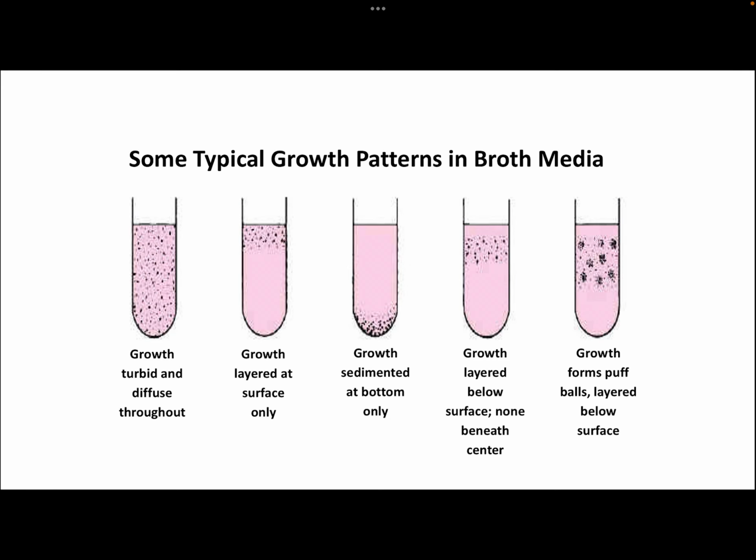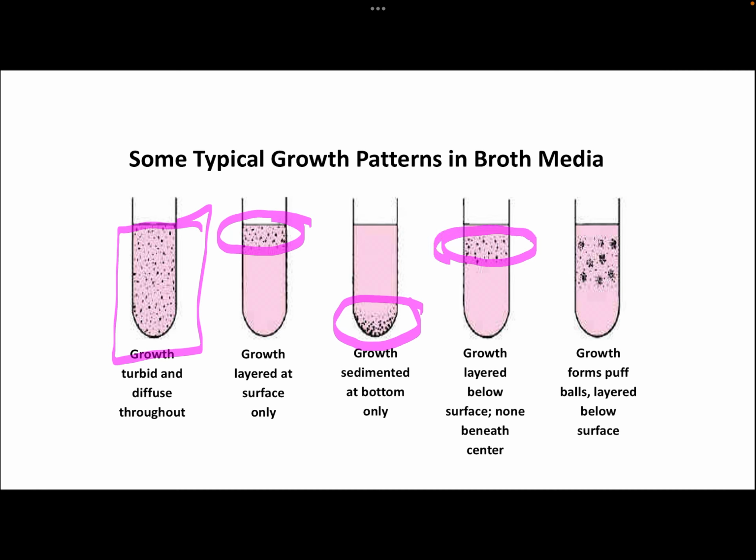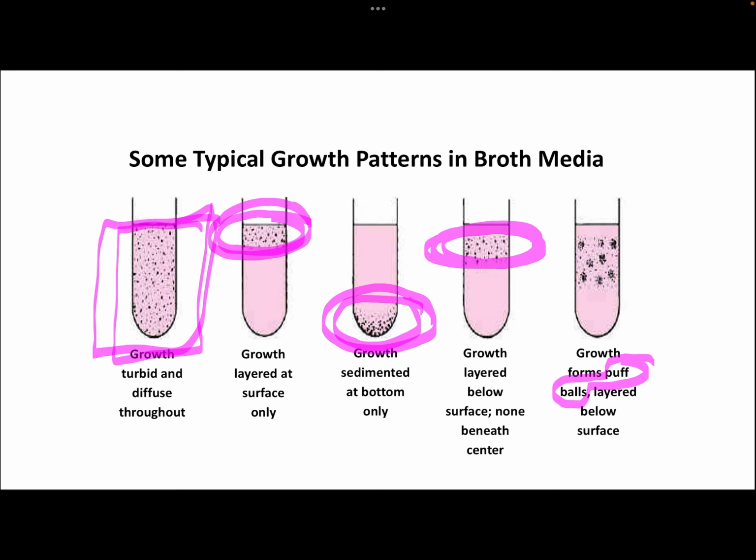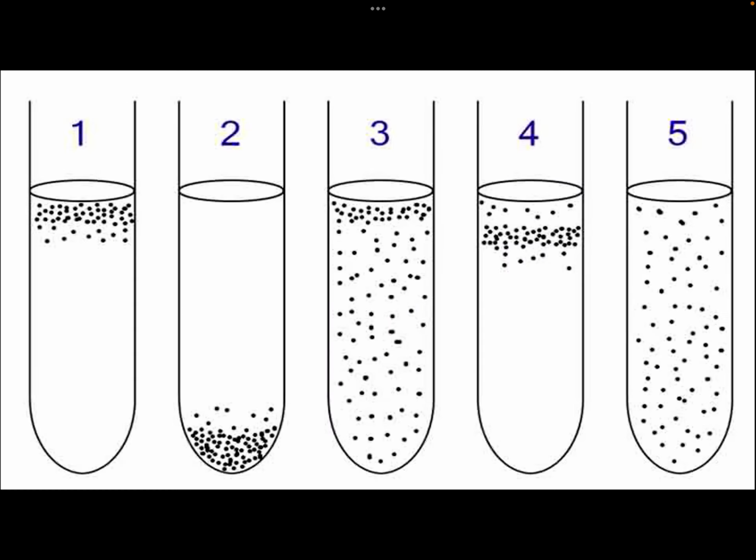Another growth that you can observe is from a broth culture. You can see growth diffuse throughout the broth, or the surface only, bottom only, or subsurface. Usually this indicates microaerophilic microorganisms. This one anaerobic, this one aerobic, and this one facultative microorganisms. And another thing you can see in the book is puff balls, which is usually indicative of the growth of Pseudomonas. But not only Pseudomonas, there are other microorganisms with that puff ball growth. Just like this one.